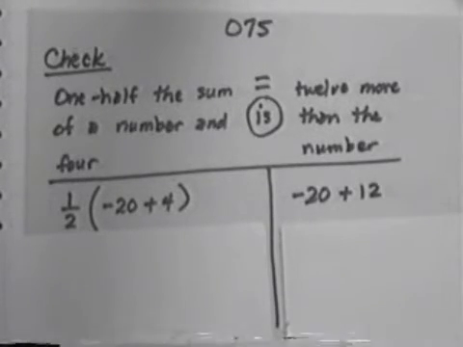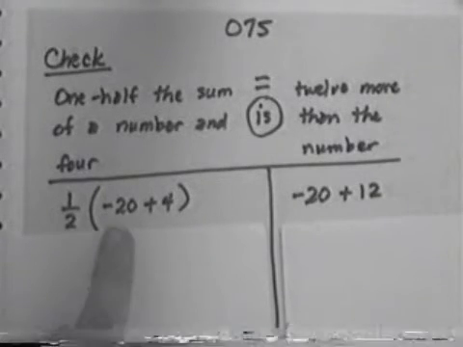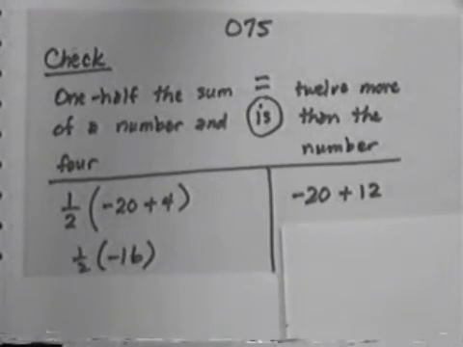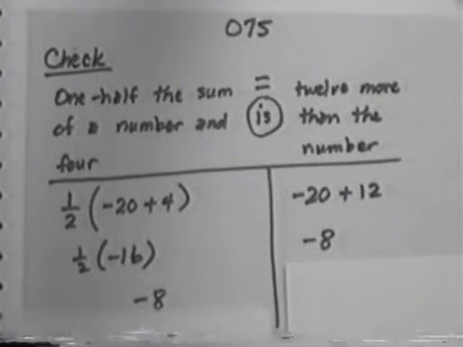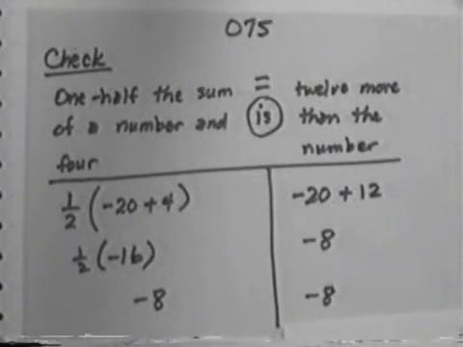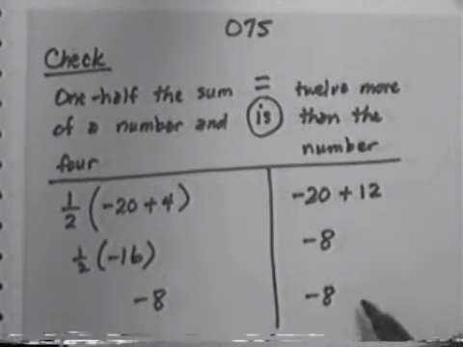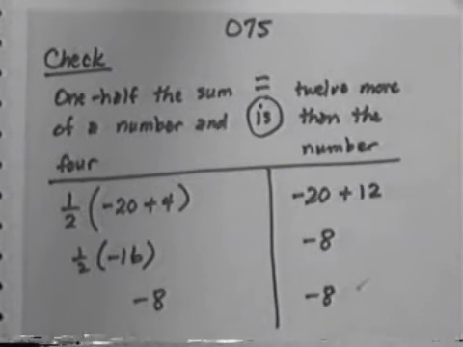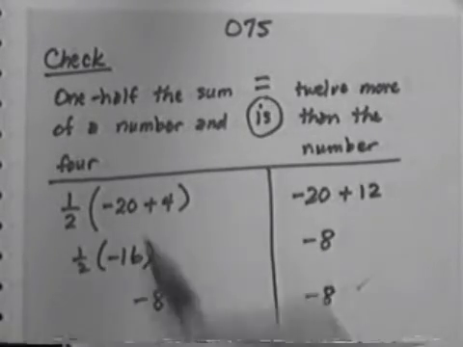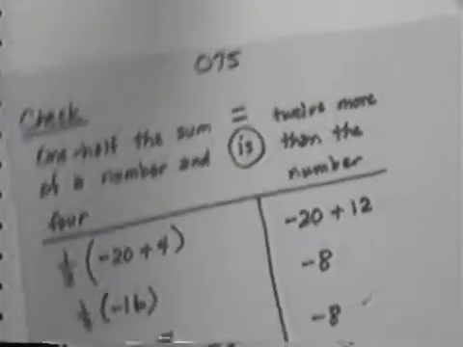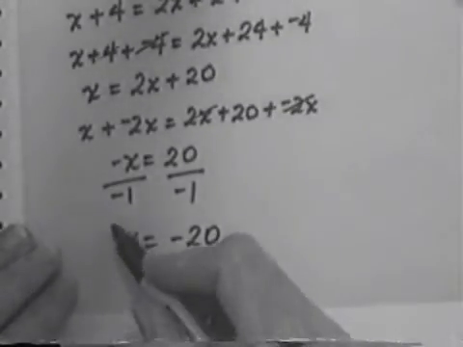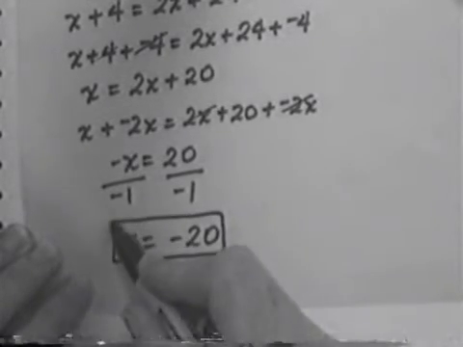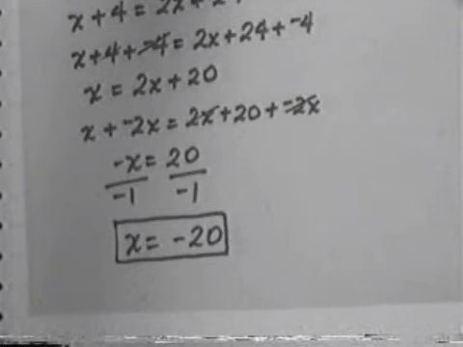Now we simplify. On the left, work inside the parentheses. -20 plus 4 is -16. On the right, -20 plus 12 is -8. And then on the left, half of -16 is -8. And so we get -8 is equal to -8, which is true. That means that the number I'm checking, which was -20, is the correct answer. So back at my solution, I can box in x is equal to -20 because I know that checks for this problem.